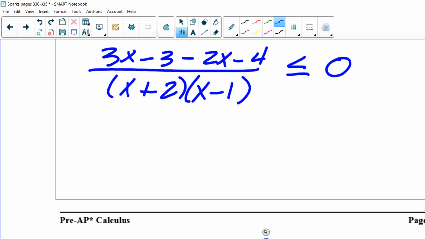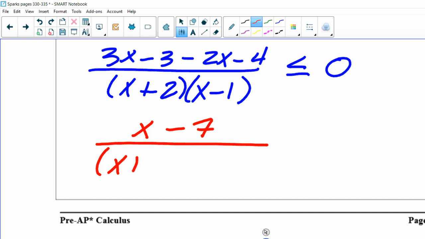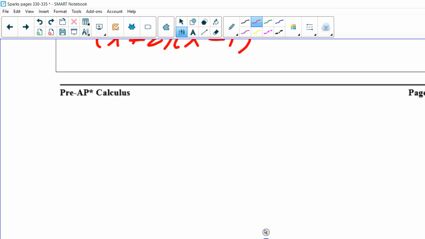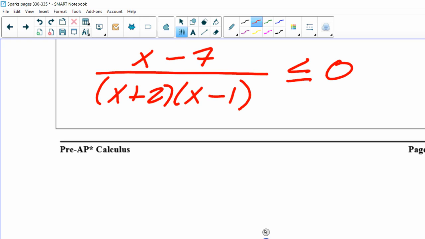Okay. So now what have we got? You got x minus 7 over x plus 2 times x minus 1. Let's work through this one together, just real quick. What are our critical numbers? 7, negative 2, and 1. Alright, folks, let's put them on the number line.